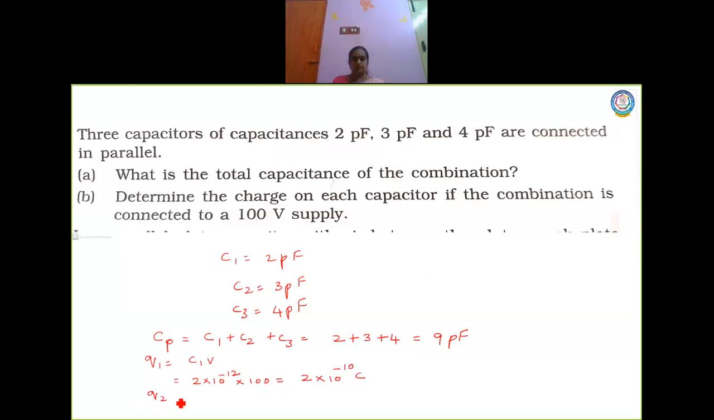Similarly for Q2, C2 into V. What is C2? 3. 3 into 10 power minus 12 into 100, which is 3 into 10 power minus 10 coulomb, right? Next one, Q3 is C3 into V. C3 is 4 into 10 power minus 12. Again the voltage is 100. So here is the answer for Q3, which is 4 into 10 power minus 10 coulomb. So we have determined the charges on each capacitor when it is connected to a 100-volt supply. Okay, clear? Yes, ma? Shall we move to the next one?